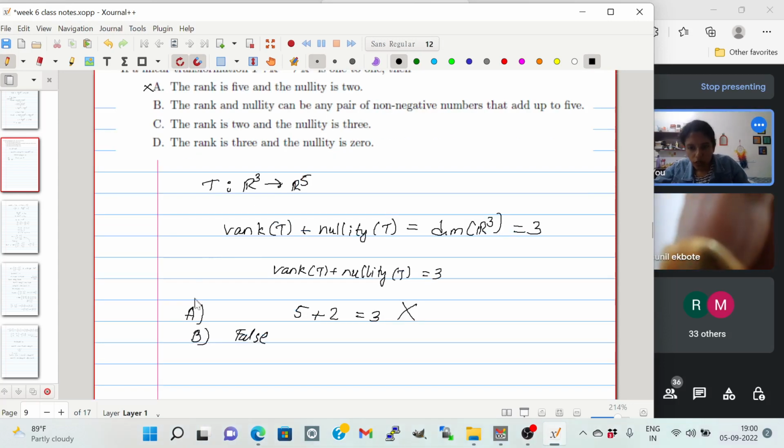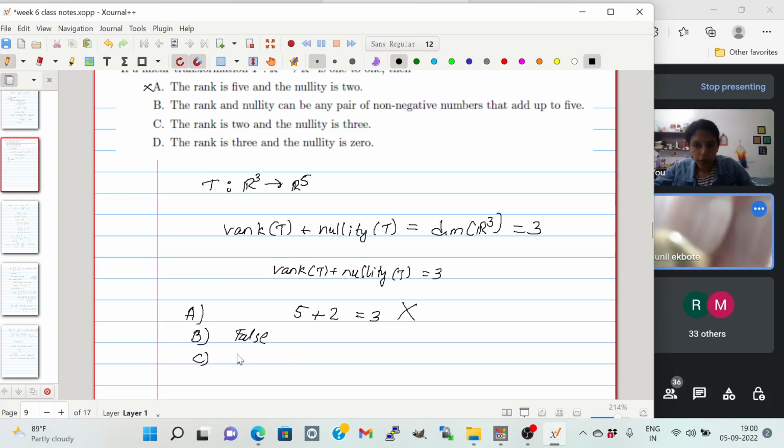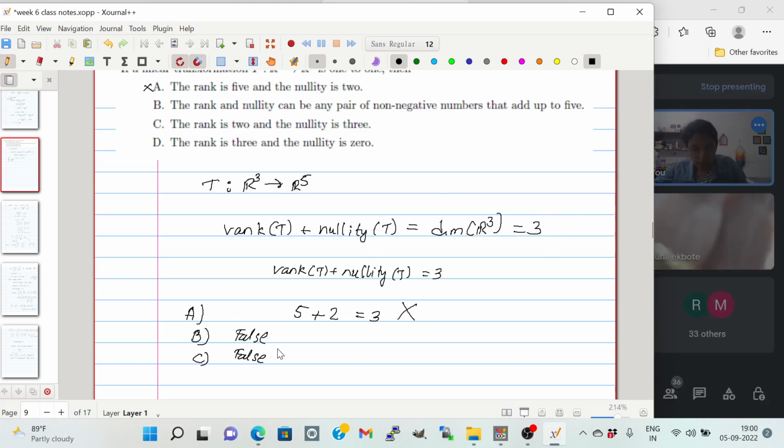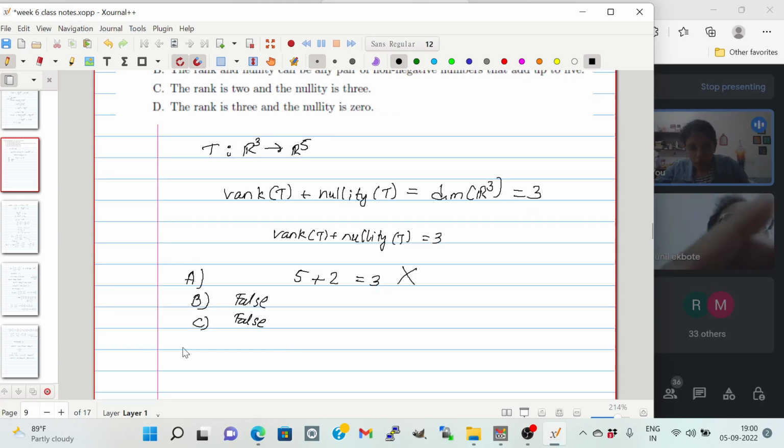So, now C. Rank is 2 and nullity is 3. Is this true? No, again this is not true. Rank 2, nullity 3 means the total sum is 5. The sum should be equal to 3. So the third condition is also false. Now of course D is true because all others are false. Or we can say rank is 3 and nullity is 0. Rank 3, nullity 0, which is equal to 3. This is true, right?